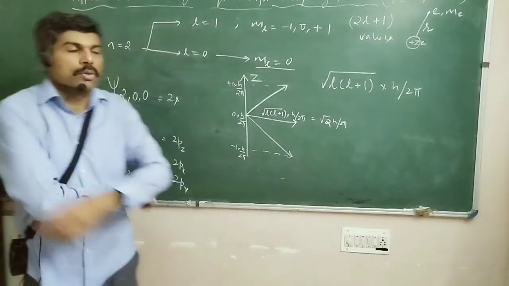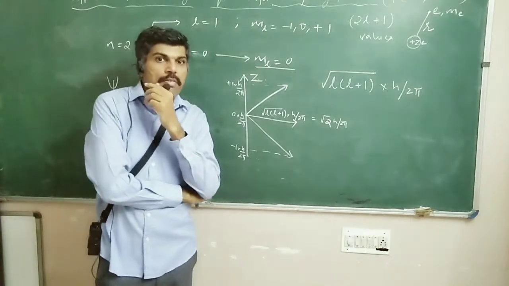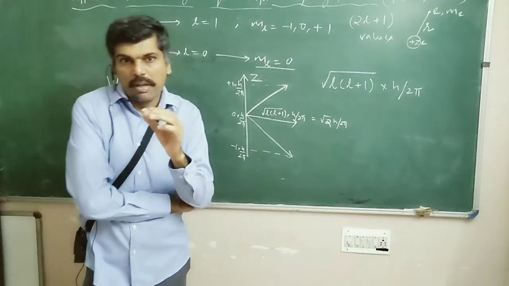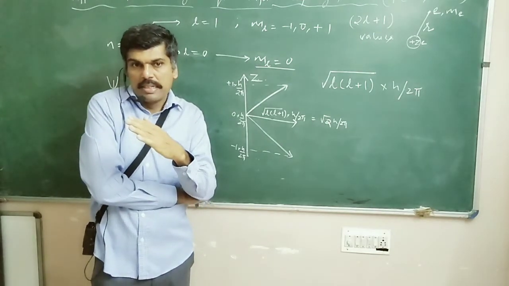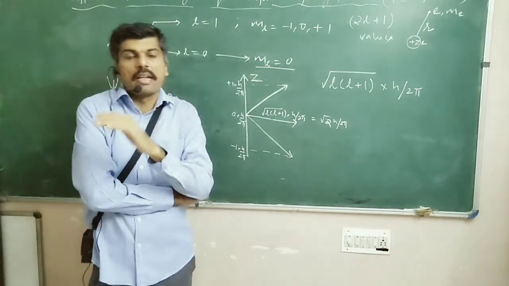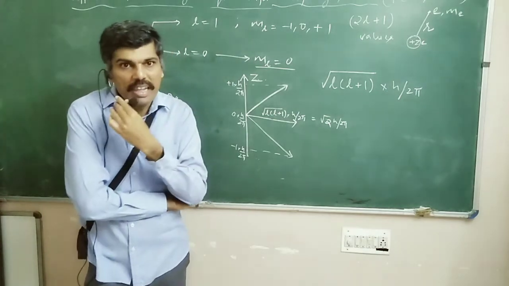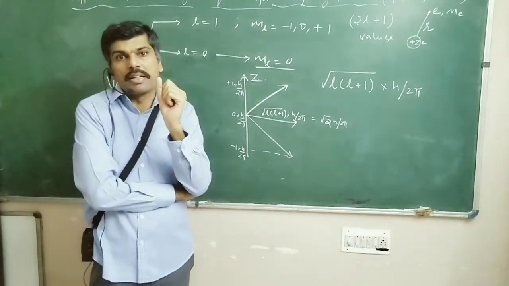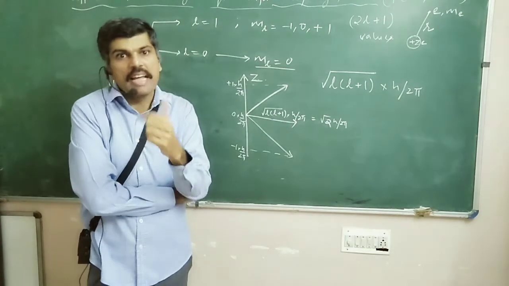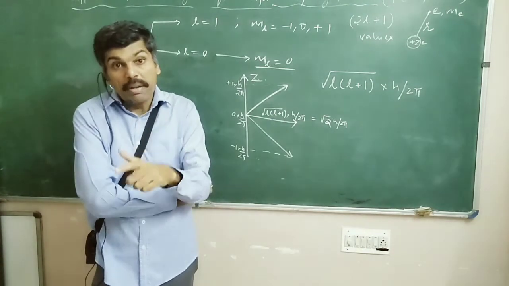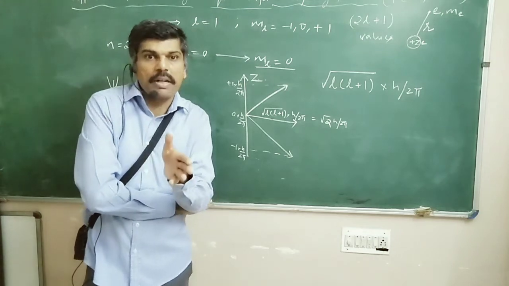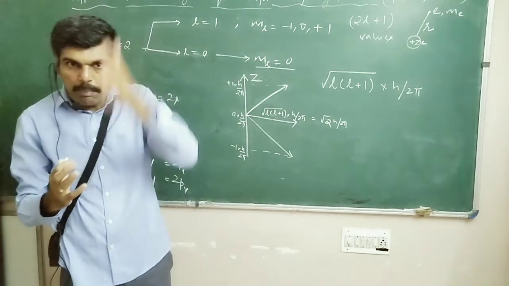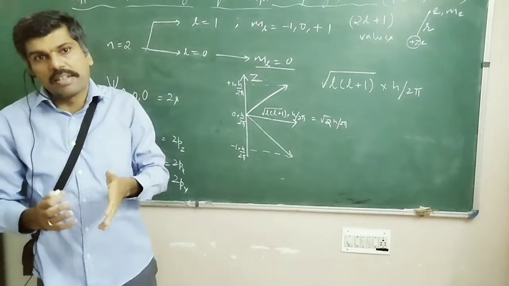Then you will be curious to know what is the implication of ml. What is ml telling you? See, the magnetic quantum number ml is telling us the z component of the angular momentum, whereas L is telling us simply about the angular momentum and its magnitude. So L decides the angular momentum, but ml decides the z component, that is the angular momentum along a particular axis which we have chosen as the z-axis.